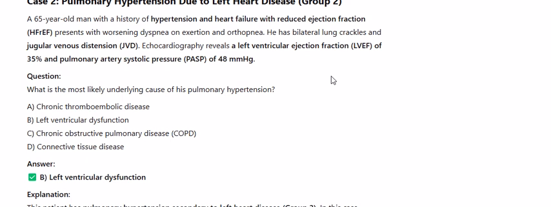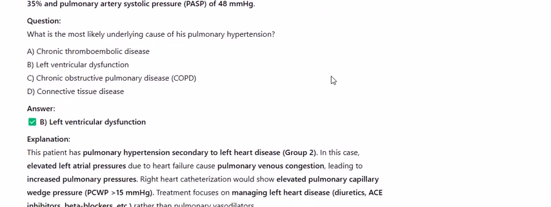Question: what is the most likely underlying cause of his pulmonary hypertension? A. Chronic thromboembolic disease. B. Left ventricular dysfunction. C. Chronic obstructive pulmonary disease, COPD. D. Connective tissue disease. Answer: B. Left ventricular dysfunction. Explanation: this patient has pulmonary hypertension secondary to left heart disease, Group 2.